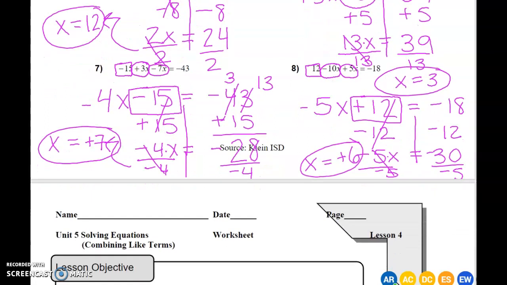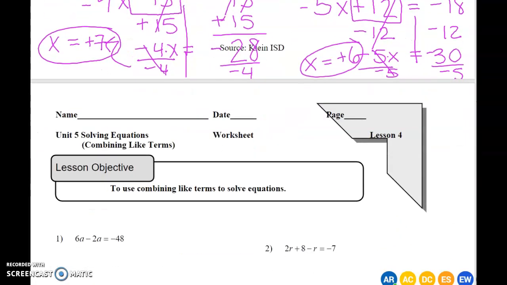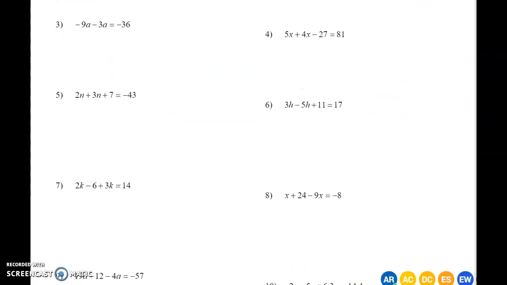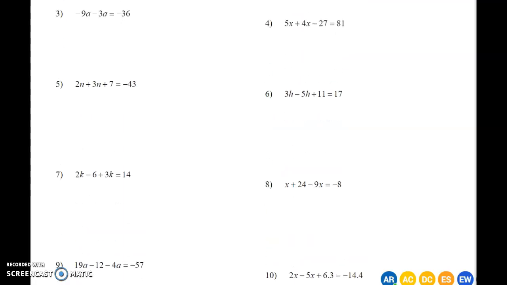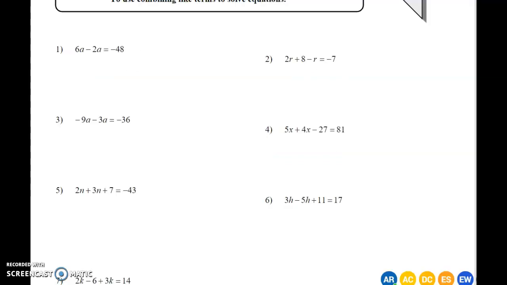So now for you guys, after you're done watching this fabulous video, you are going to finish the second page here on your own. If you need help, look at my examples, let me know. If you go back to Power School, I put extra examples on the side. So if you need anything, you just let me know, and I'm here for you.